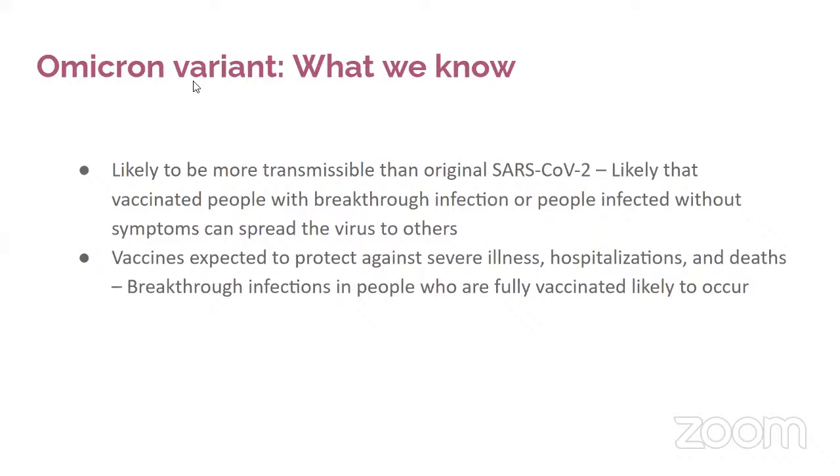Okay, the Omicron variant is most likely more transmissible than the original SARS-CoV-2. Even vaccinated people got the infection, and even people who were previously infected became infected again with the Omicron variant. So vaccines are very important, and are expected to protect against severe illness, hospitalization, and death.